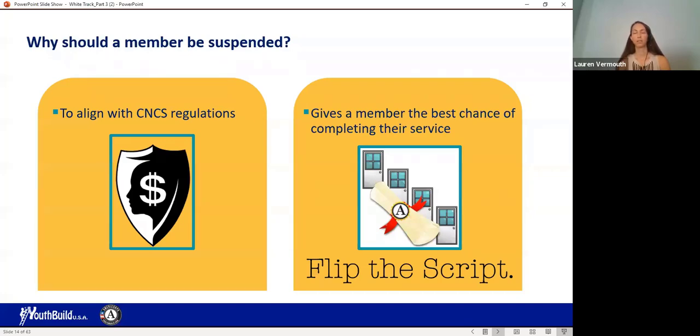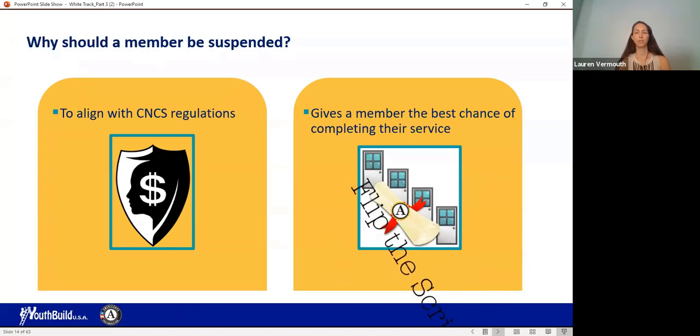Why would we want to suspend? There are two reasons from my perspective. First, we have to. We need to align with the CNCS regulations, and you're seeing our shared language image for protecting the investment. So, we'll just have to accept, we have a grant here and there's certain things we have to do. But I want to focus more on the second one.